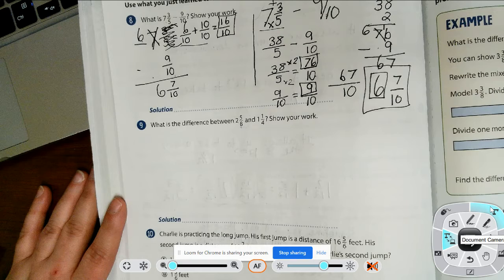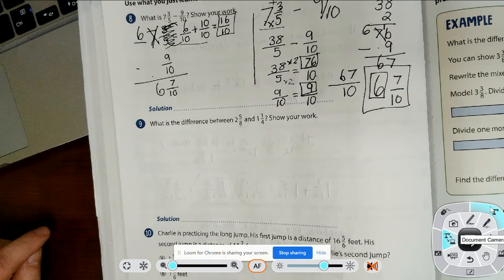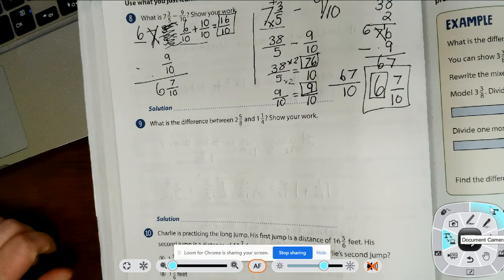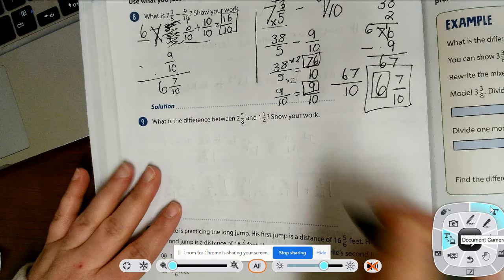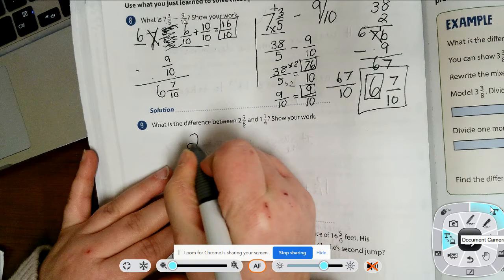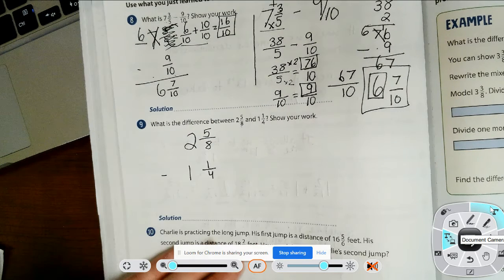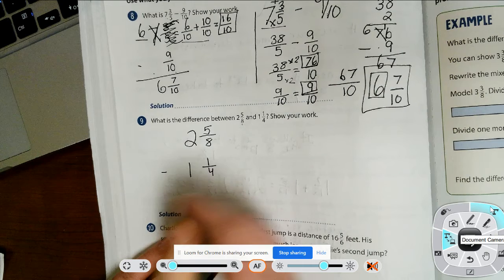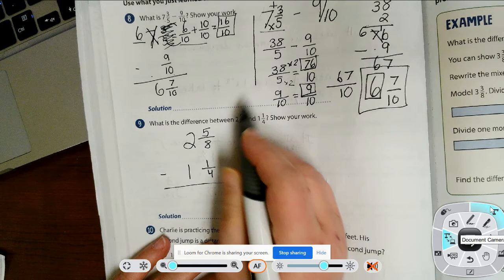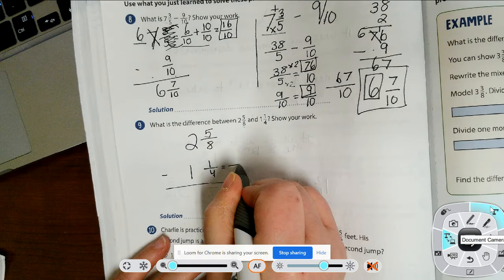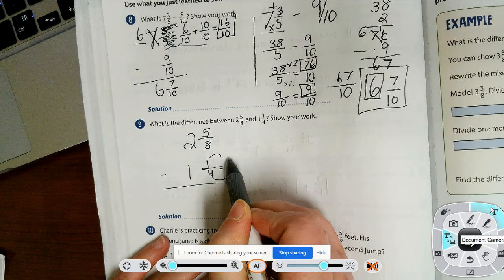Right, guys? All right, so it says, what is the difference between 2 and 5/8 and 1 and 1/4? So you're finding your difference. I'm going to do it this way because I think this makes more sense to you guys sometimes. So I'm going to try 2 and 5/8 minus 1 and 1/4. I need my common denominators, which I know is going to be 8 because 4 turns into 8. So that's times 2, so it's 2/8.